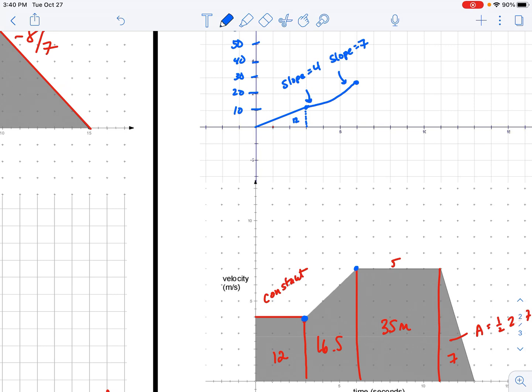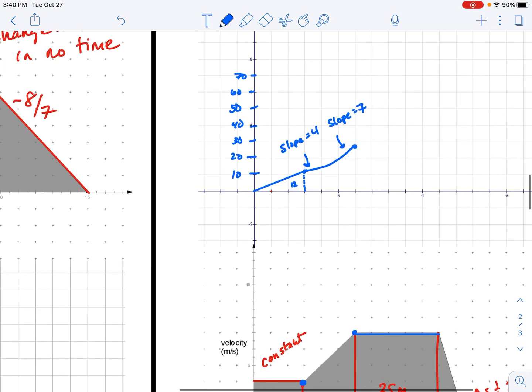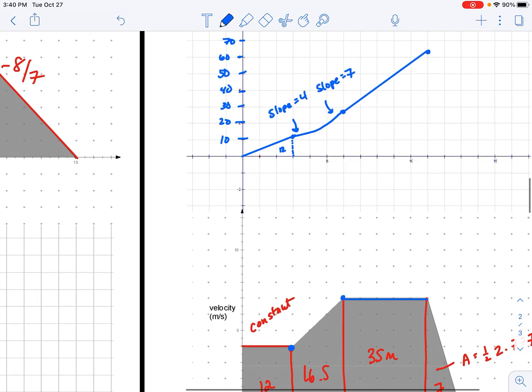Okay. In the next segment, the object has a velocity of 7, and it travels a total of 35 more meters. So I've got 28.5 plus 35. So it's going to get to 63.5. So it's about here. And the slope there is about 7, is exactly 7.